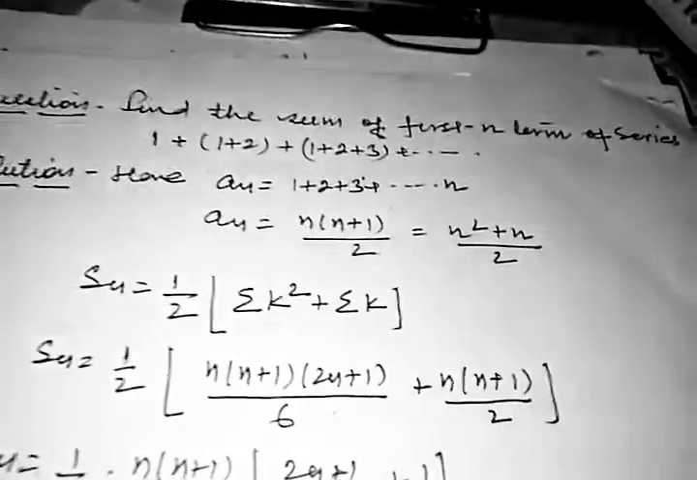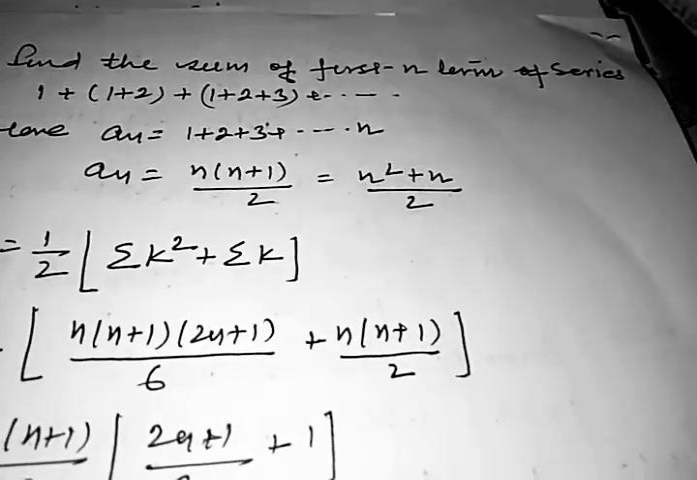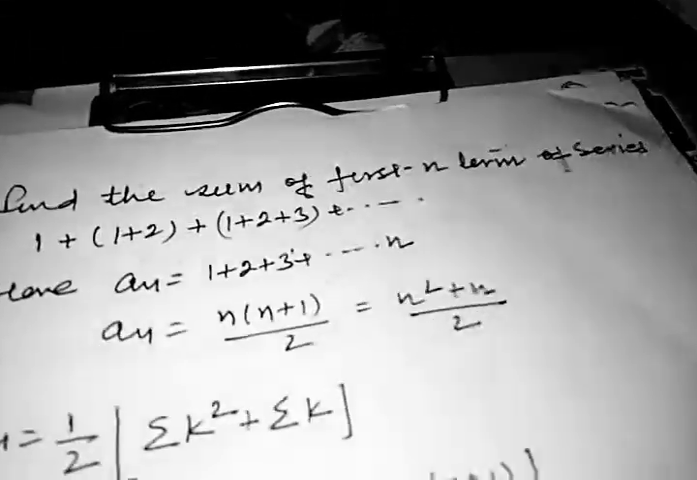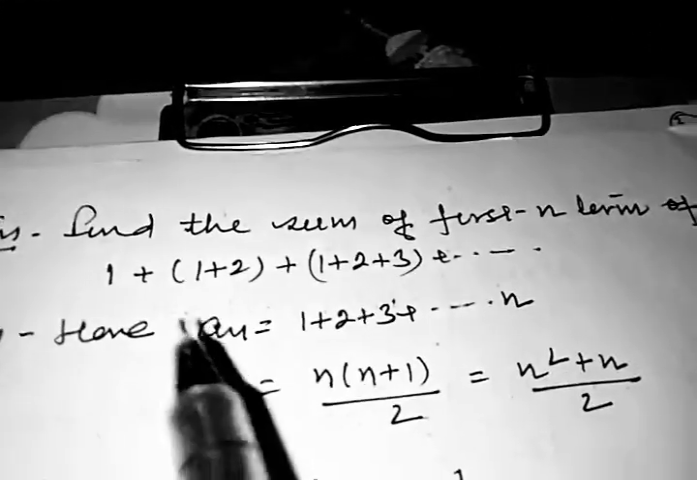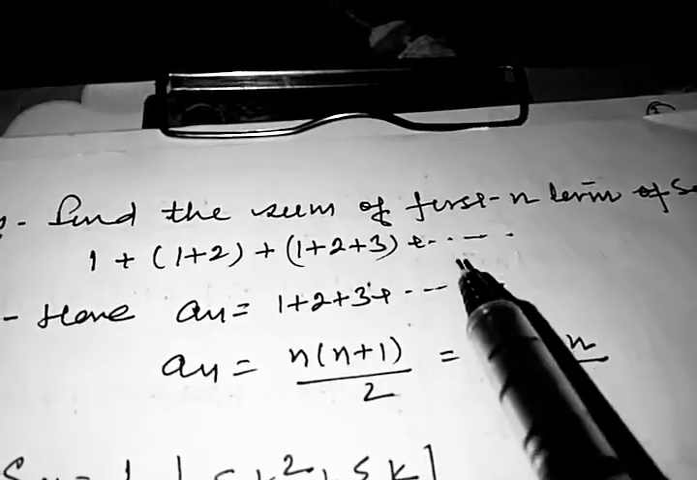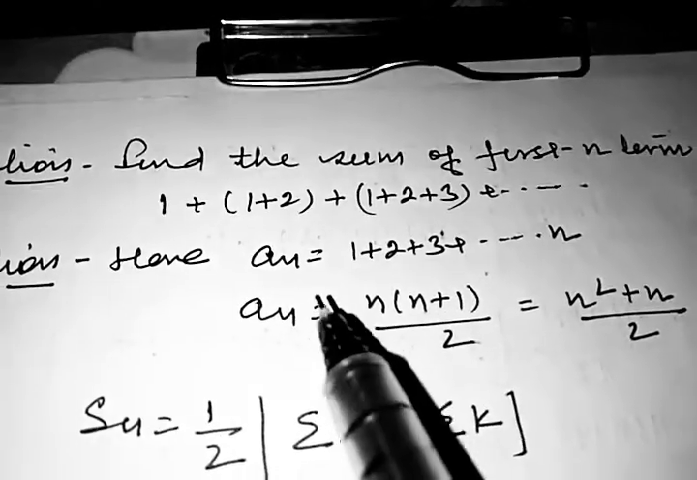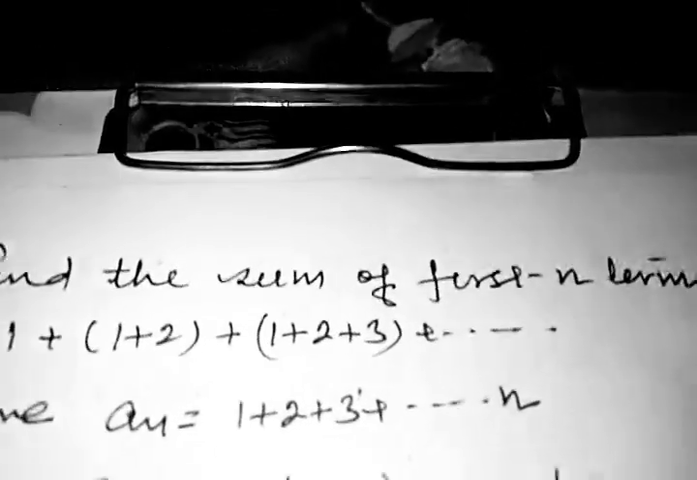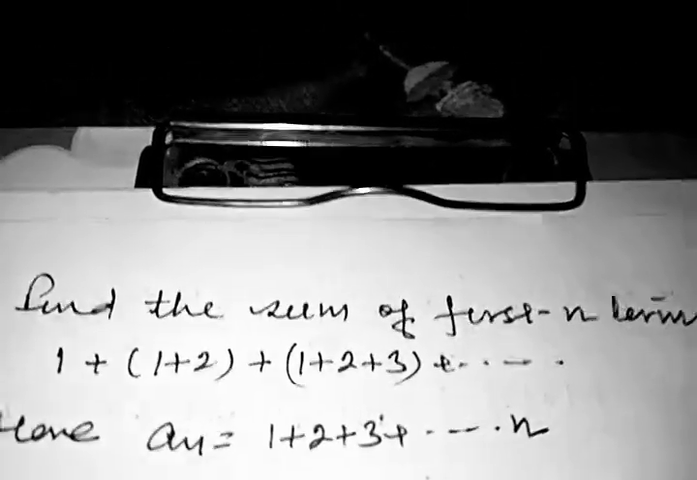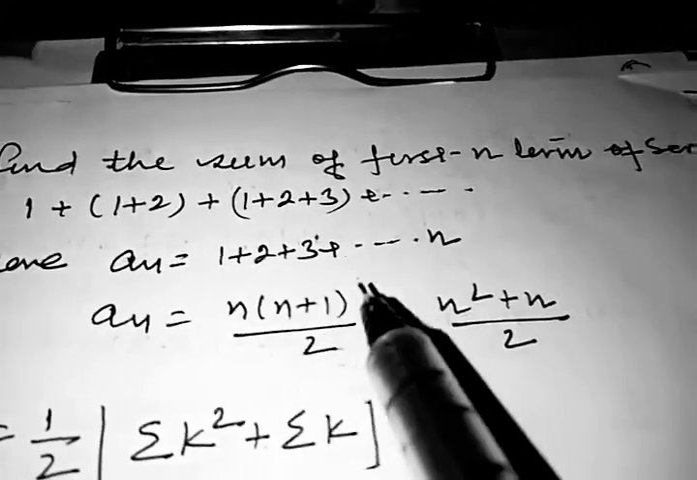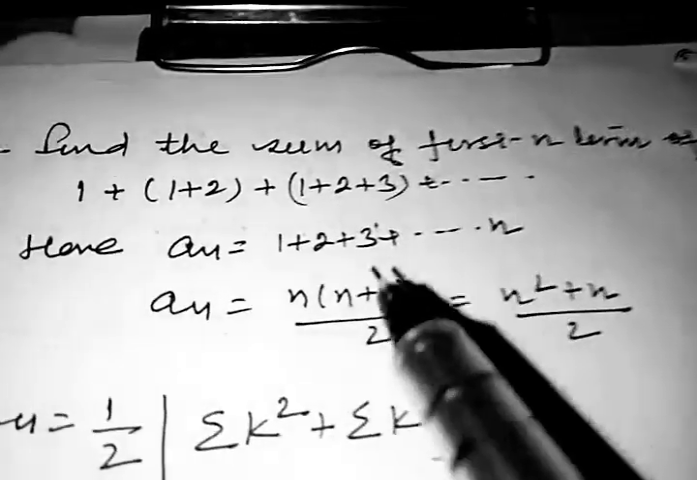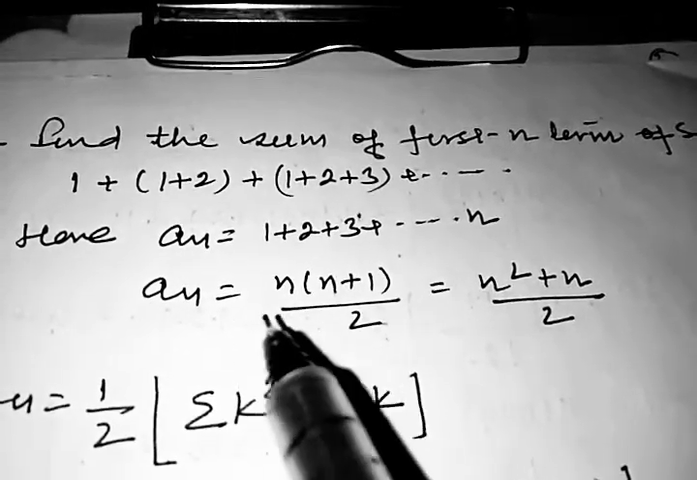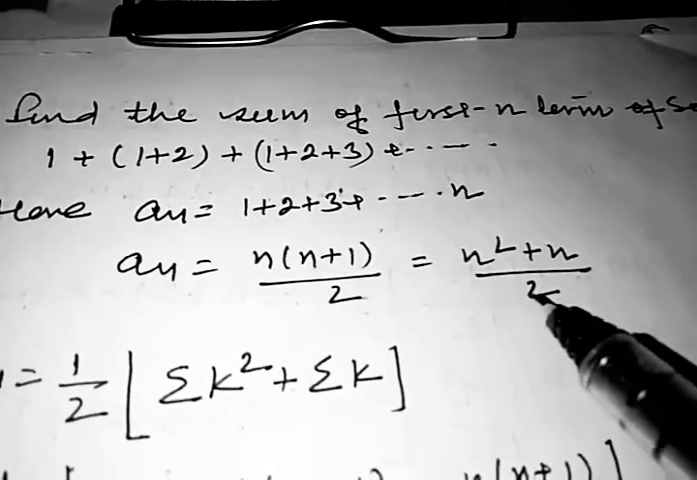Find the sum of the first n terms of the series 1, 1 plus 2, 1 plus 2 plus 3, and so on. So here An is equal to, see, the nth term will be 1 plus 2 plus 3 plus up to n here. Okay. So this is simple. It is an AP, so it will be n into (n plus 1) by 2. So this is your An.